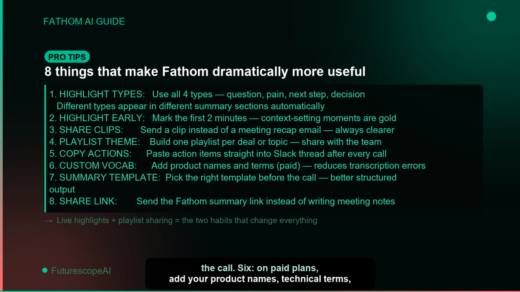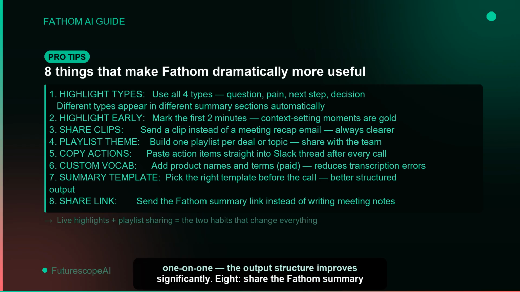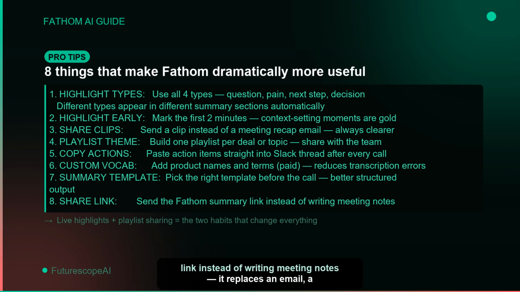6. On paid plans, add your product names, technical terms, and acronyms to custom vocabulary. It eliminates transcription errors on your most important words. 7. Pick the right summary template before the call begins. Sales call, team meeting, one-on-one. The output structure improves significantly. 8. Share the Fathom summary link instead of writing meeting notes. It replaces an email, a document, and a follow-up all at once.